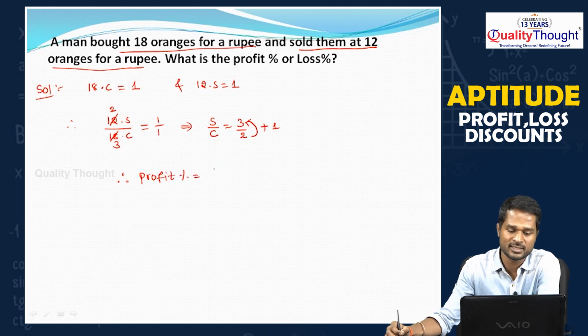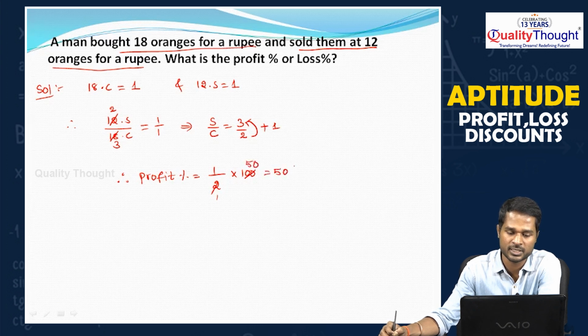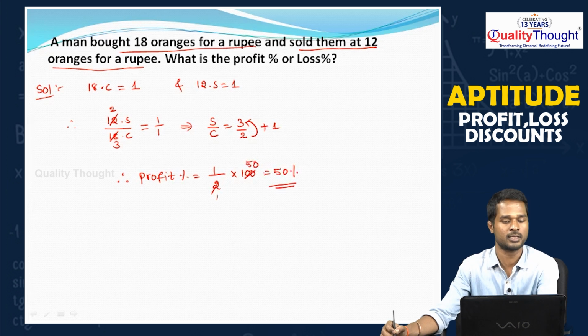how much is it increased? It is increased by 1 on 2 rupees. On 2 rupees it is increased by 1. So, 1 by 2 into 100, that is 2 ones are 2, 50s. So, that is 50% is the profit in this case.